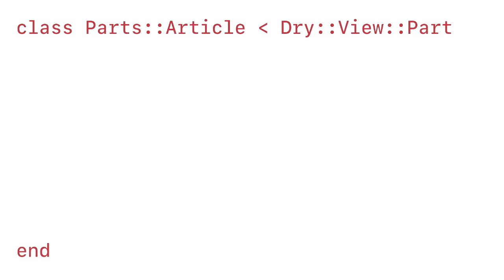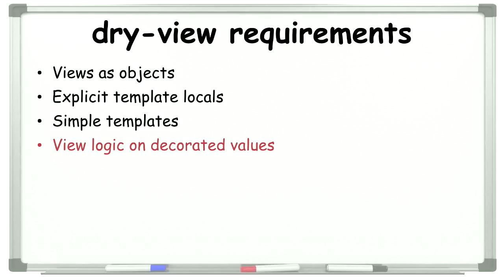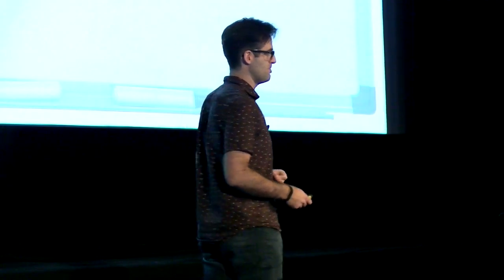We'll call these parts. And this one here will carry the behavior for articles. So that gives us a place to put this body HTML method right there alongside the article's own data. So now we've simplified our templates. And we've taken care of the other side of that equation, which is to decorate our objects, decorate our exposure values with objects carrying that view-specific behavior.